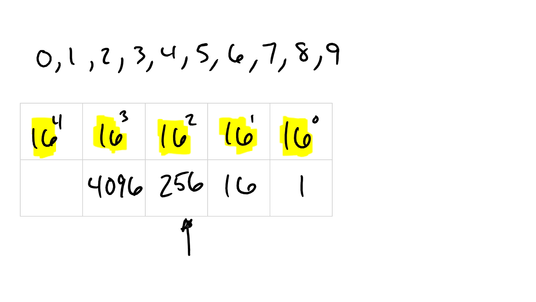Now, in base 2, we needed 2 symbols, and the 2 symbols in base 2 were 0 and 1. In base 10, we need 10 symbols. We use the digits 0 through 9. In base 16, we need 16 digits.